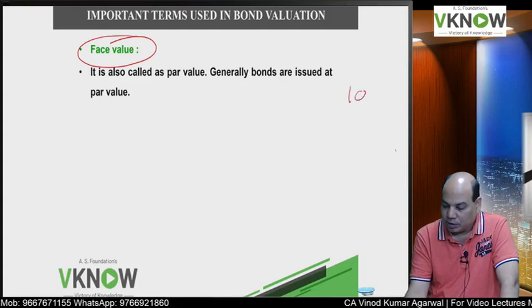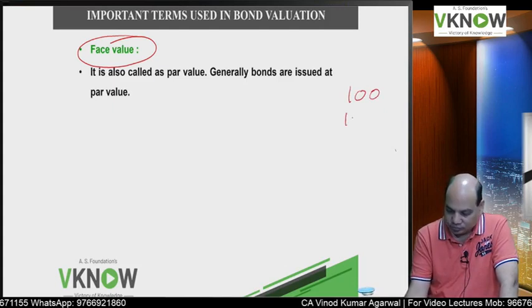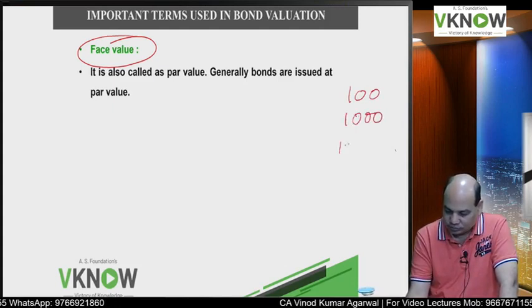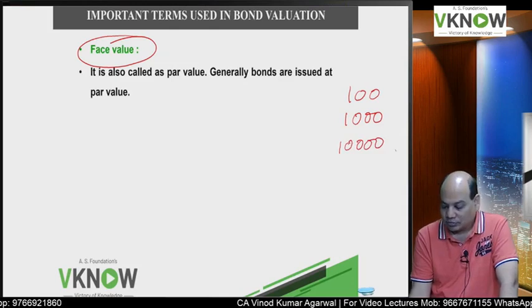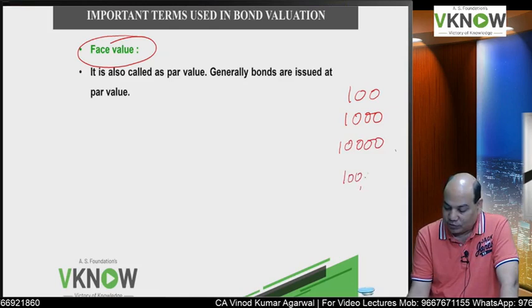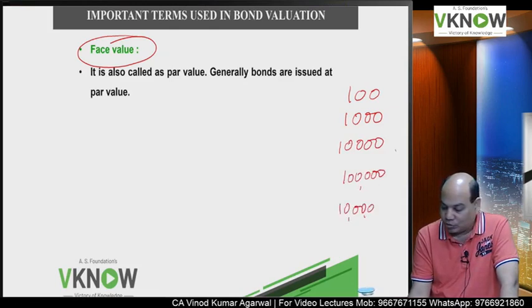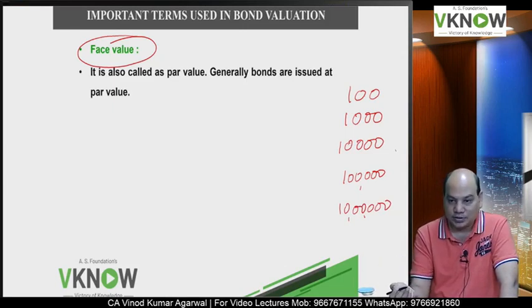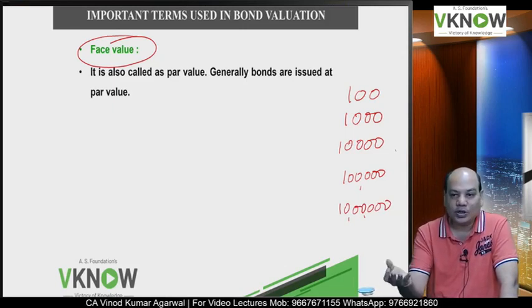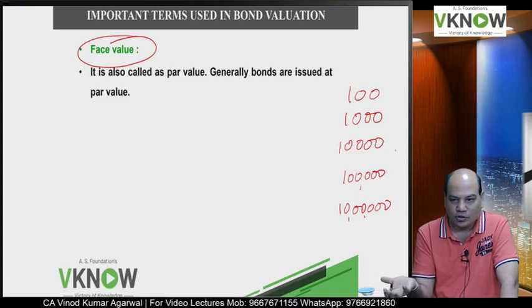So what are the par values you will see in case of bonds? 100, 1000. Some company issue bonds with face value 10,000 also. Some company issue bonds with face value 1 lakh also. And some company even issue bonds with face value of 10 lakh also. So that company will decide. Accordingly, the number of units will change. If they want to issue more units, face value will be less.